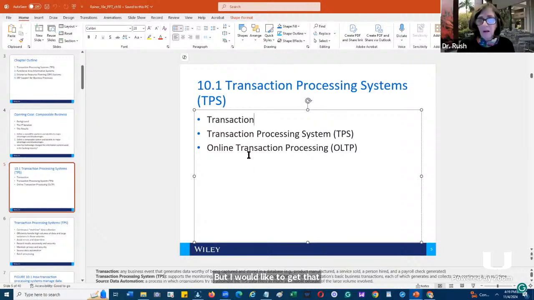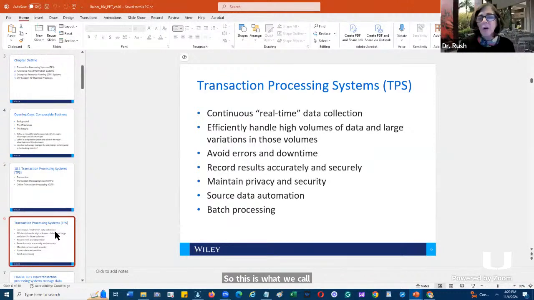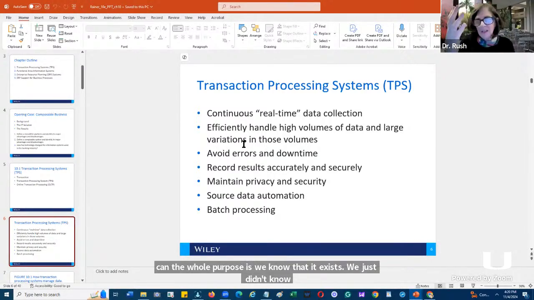That is what we call online transaction processing, that it happens immediately. So this is what we call online transaction. It's continuous real-time data collection. The whole purpose is we know that it exists. We just didn't know at the time. We don't pay attention to it.